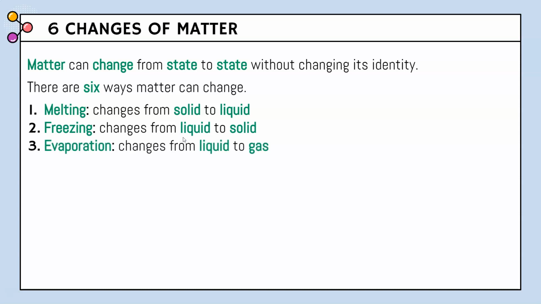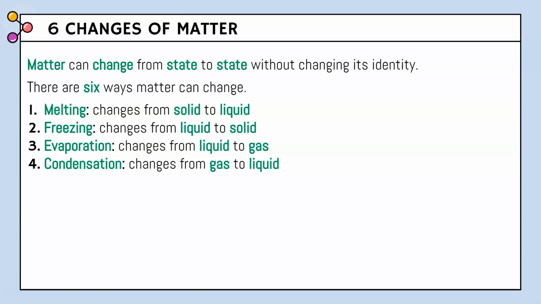We also have evaporation. That changes from a liquid to a gas. So if you're making ramen, you're boiling water, you start seeing that smoke, that steam. That's that liquid water being converted into steam, which is water gas particles. The opposite of evaporation is condensation. It changes from a gas to a liquid. It happens when it rains. Rain is a form of condensation.